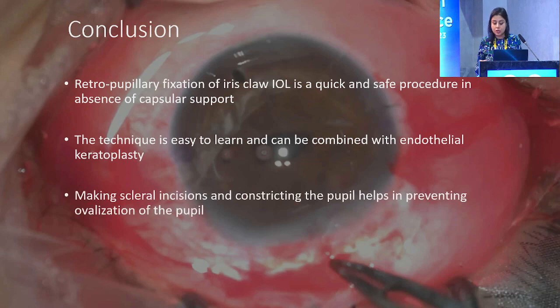When making scleral incisions, constricting the pupil with pilocarpine helps in preventing ovalization of the pupil, and we should try and avoid excessive pressure when we are enclaving the claws, to avoid bunching up of the iris and the claw coming on top of the iris.